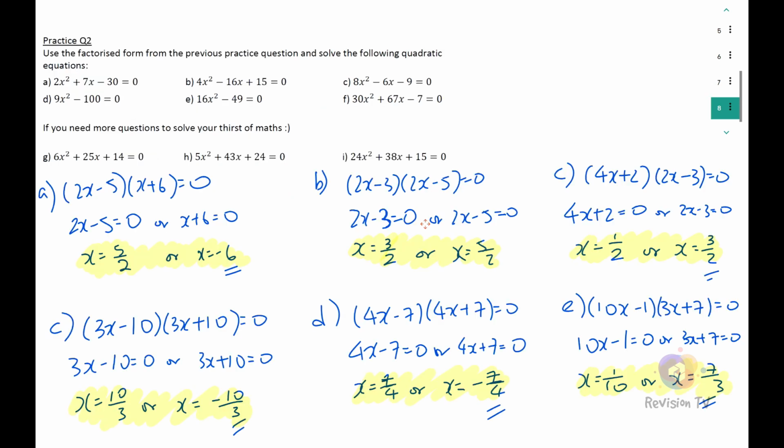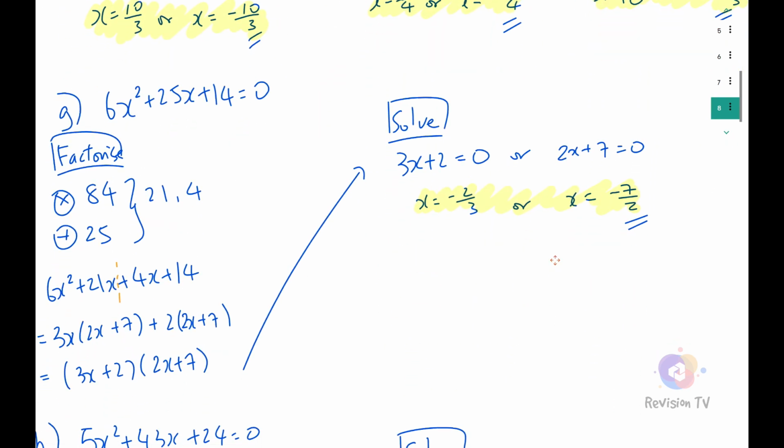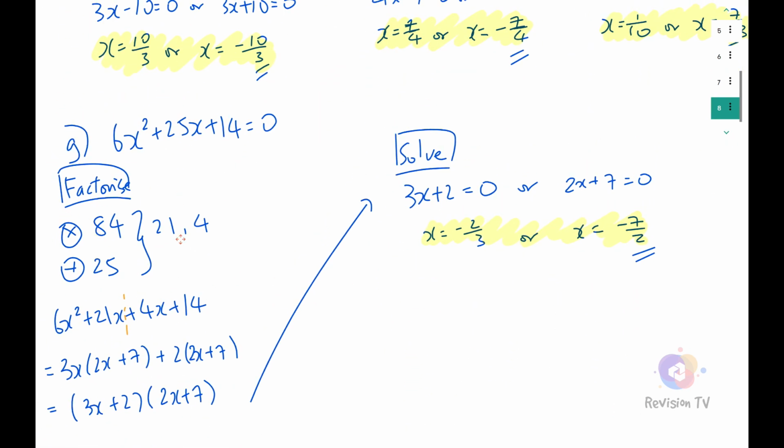You can't say I didn't put in my effort. I have written down all of the answers step by step for you. Okay, so question A to E, as I said, we have used the previous result factorizing, so it'll be much quicker. Here are the answers. Then for G, you will have to factorize it first. Okay, so factorize it, and then you get 3x plus 2, 2x plus 7. Then you solve it, and you get minus 2/3 or minus 7 over 2.